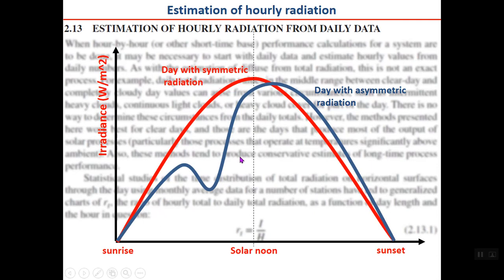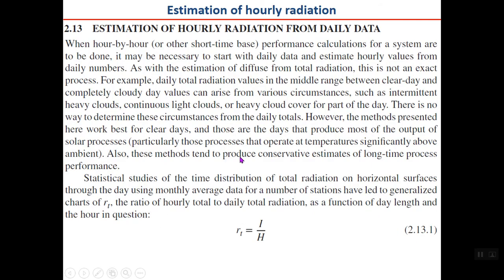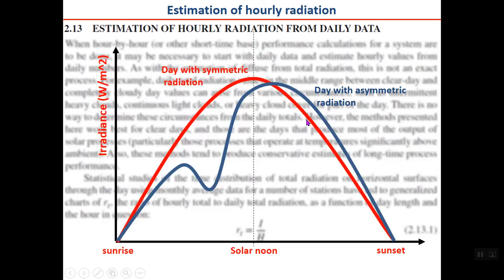The problem here, I go to the previous slide. Here, as with the estimation of diffuse from total radiation, this is not an exact process. For example, daily total radiation values in the middle range between clear day and completely cloudy day values can arise from various circumstances such as intermittent heavy cloud, continuous light clouds, or heavy cloud cover for part of the day. There is no way to determine these circumstances from the daily total. So please pay attention to this whenever you are calculating the hourly radiation from daily data.